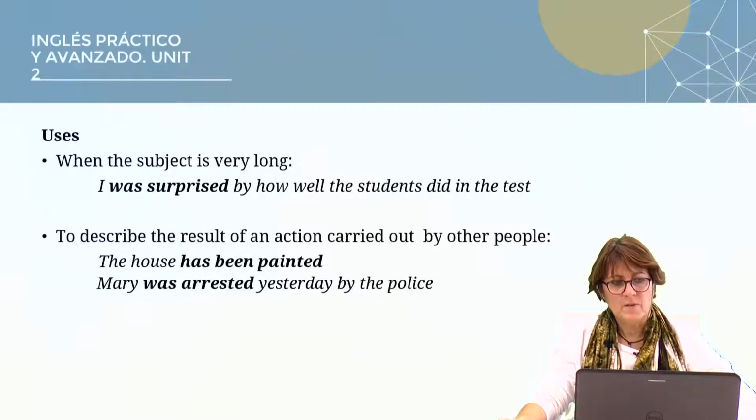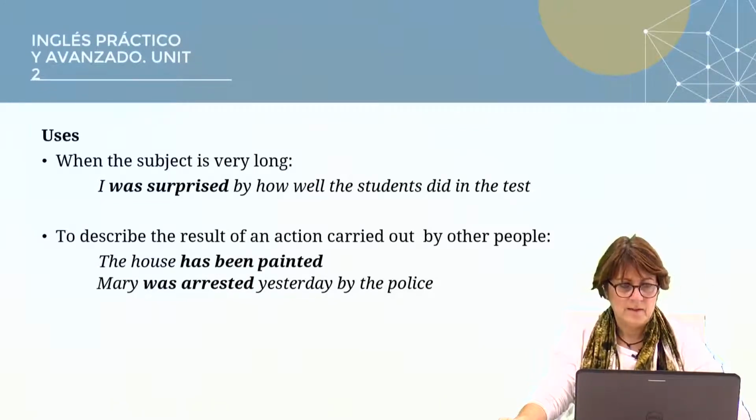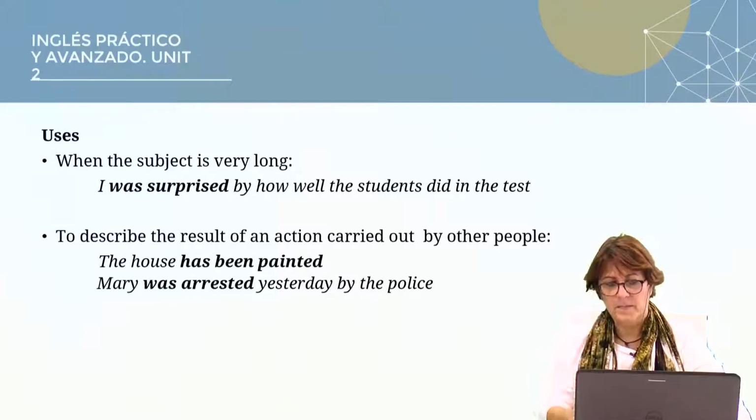When the subject is very long, I was surprised by how well the students did in the test, okay? To describe the result of an action carried out by other people, the house has been painted. So the action is painted. Mary was arrested yesterday by the police. So probably this is a theoretical explanation of how to use passive voice, but what you need to know is the structure of the sentences, okay?